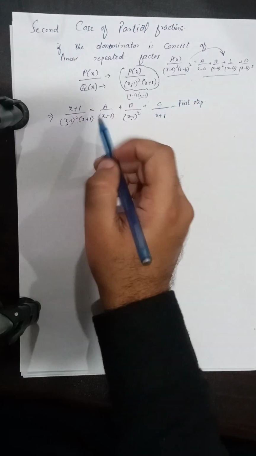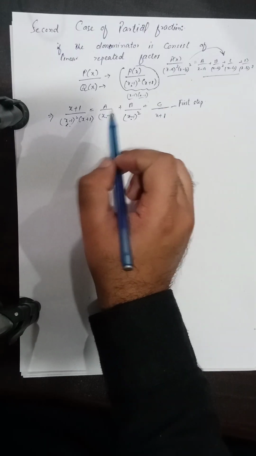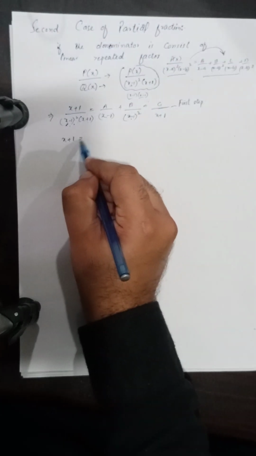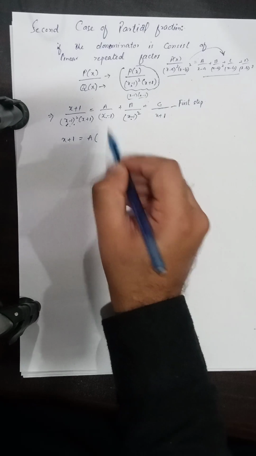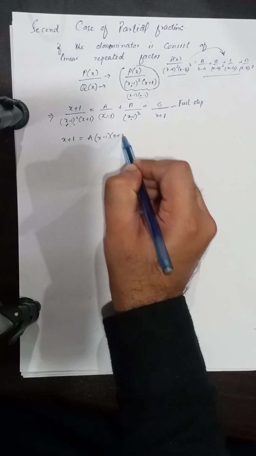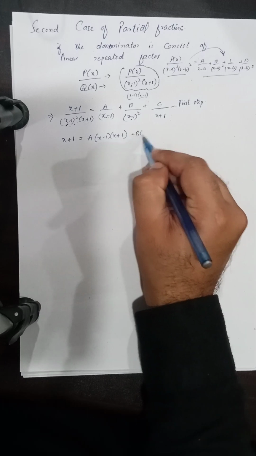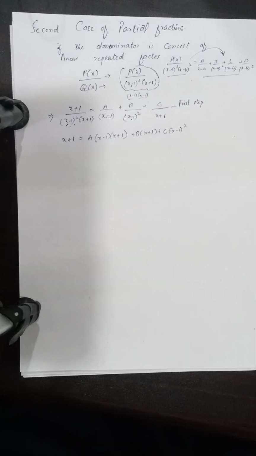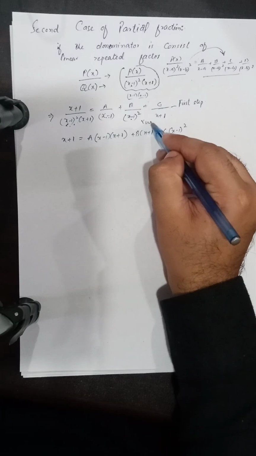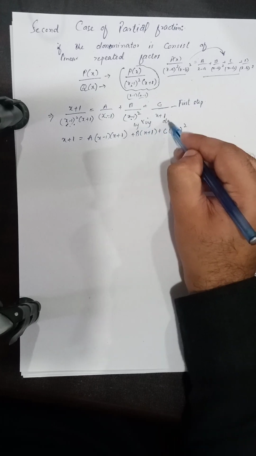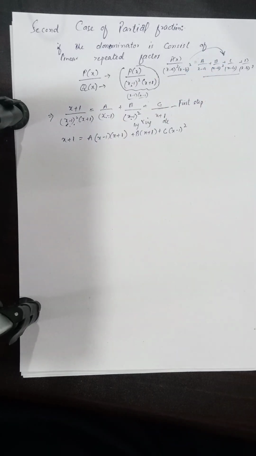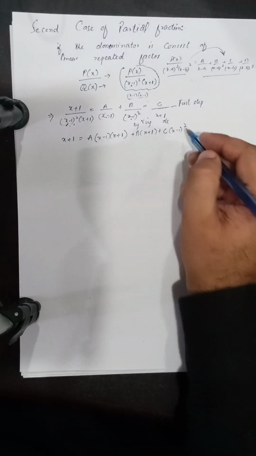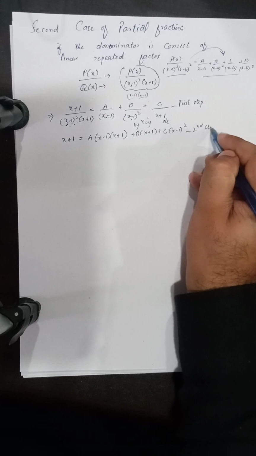And the second step: multiply (x minus 1) whole square into (x plus 1), the denominator, on both sides of this equation. So x plus 1 is equal to a into (x minus 1) into (x plus 1) plus b into (x plus 1) plus c into (x minus 1) whole square. This is the second step.